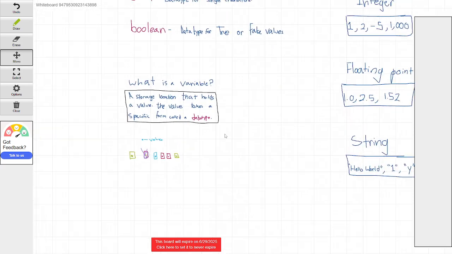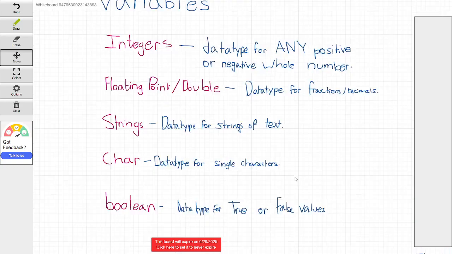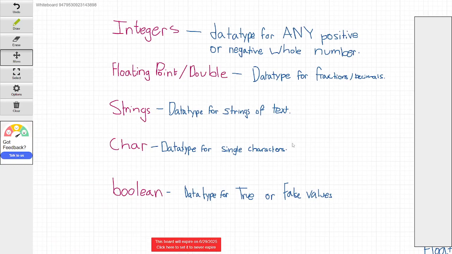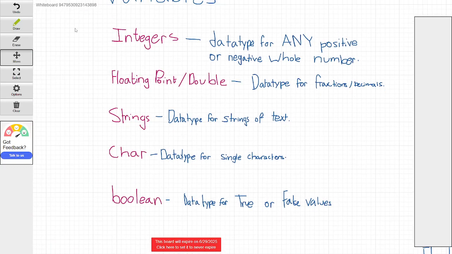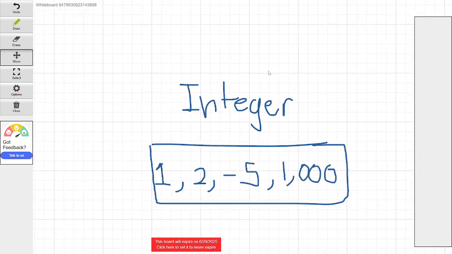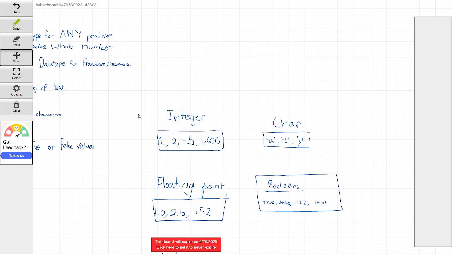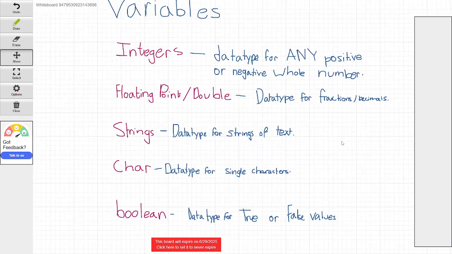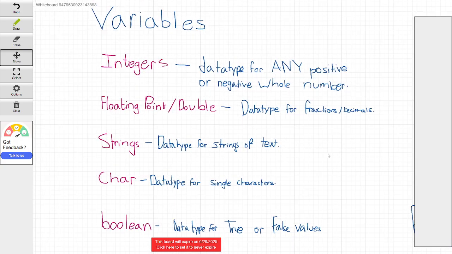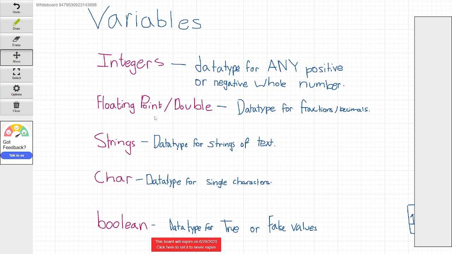Now let's look at what data types actually are. These are the basic data types that you should know. The first are integers. Integers are a data type for any positive or negative whole number. Some examples are 1, 2, -5, 1000. It's really modular, but its one downside is that it doesn't have any decimals. You can't use fractions. That's where floating points or doubles come in.